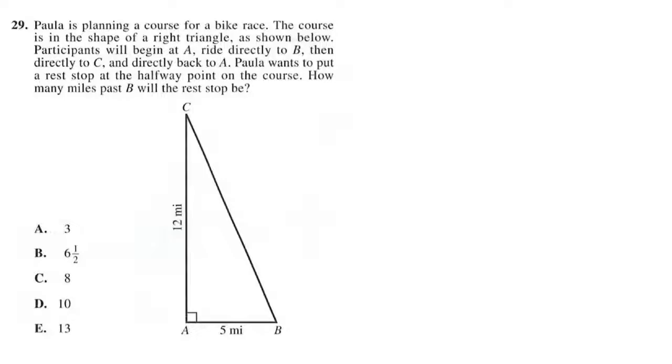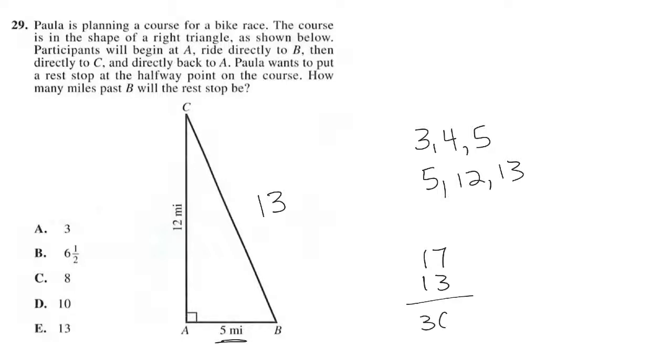All right, so we have this big right triangle. And again, it would be useful, we do have our Pythagorean triple 3, 4, 5. But we also have one that is 5, 12, 13. And so notice our sides are 5 and 12, so the hypotenuse has to be 13. And this person wants to put a rest stop at the halfway point of the course. How many miles past B? Well, let's see, the total amount of the course is going to be 17 plus 13. So that's going to give me 30.